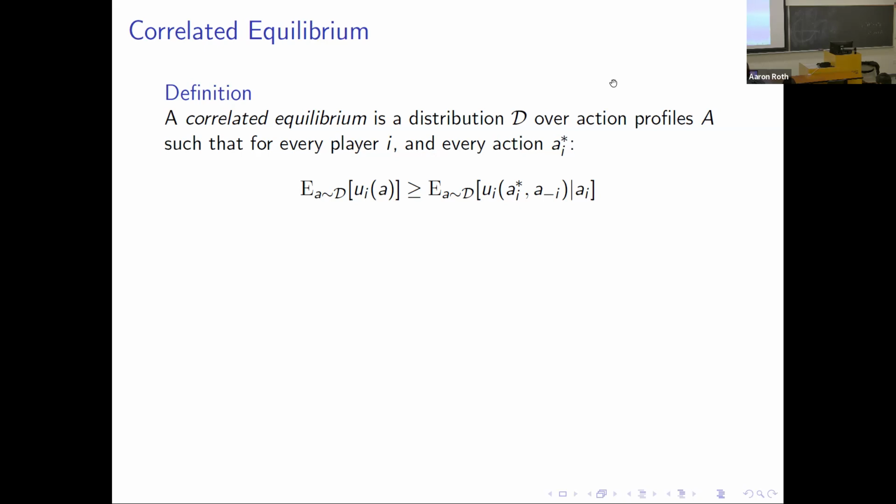So this is saying, maybe a better way to write this would be: for every possible a_i and for every possible deviation a_i star, it's not a good idea to deviate from a_i to a_i star. So even if I restrict attention just to the event where you're suggested to play a_i, even on that restricted distribution, a_i is the best response, simultaneously for all actions a_i.